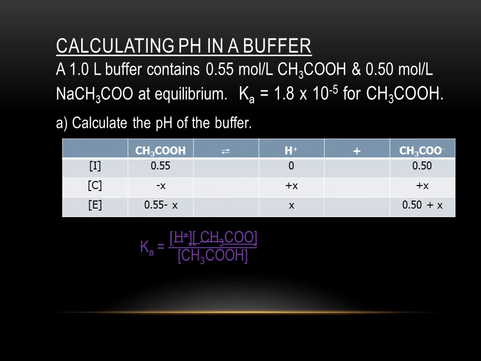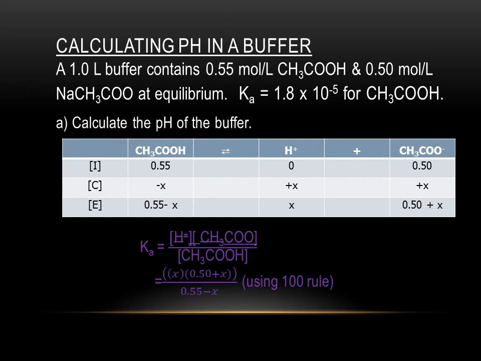Because it's weak, we're going to throw in our ICE table. The initial concentration of the acid we got from the question. The initial concentration of the acetate we got from the question. And then we do our ICE table. Concentrations are going to go down. You can see the equilibrium concentrations, and we're going to plug these into our Ka for the acid.